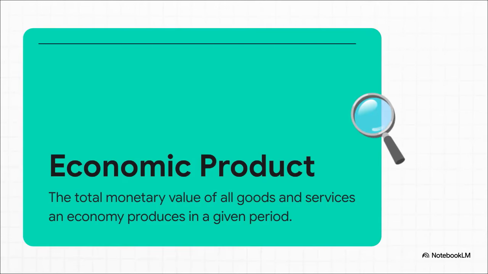And it all starts with this one core idea called product. It's really simple at its heart. It's just the total cash value of everything an economy makes. Every car, every cup of coffee, every piece of software over a set amount of time, usually a year.